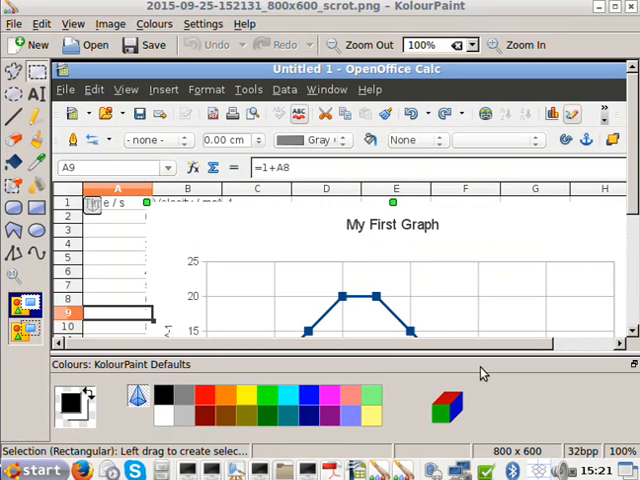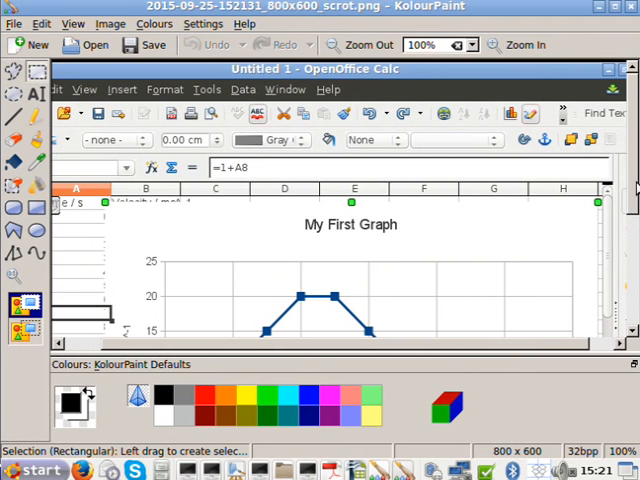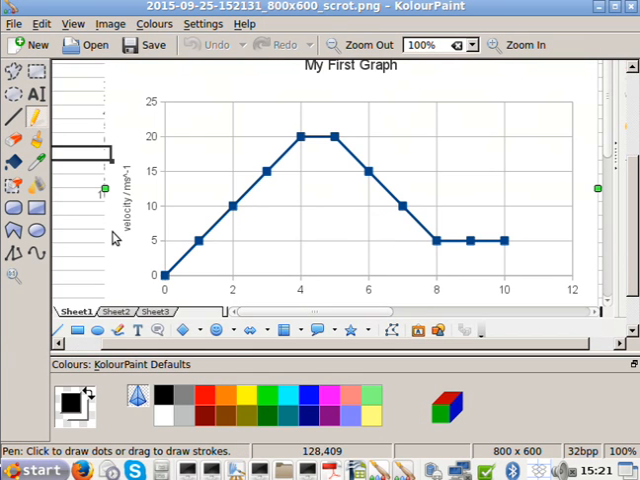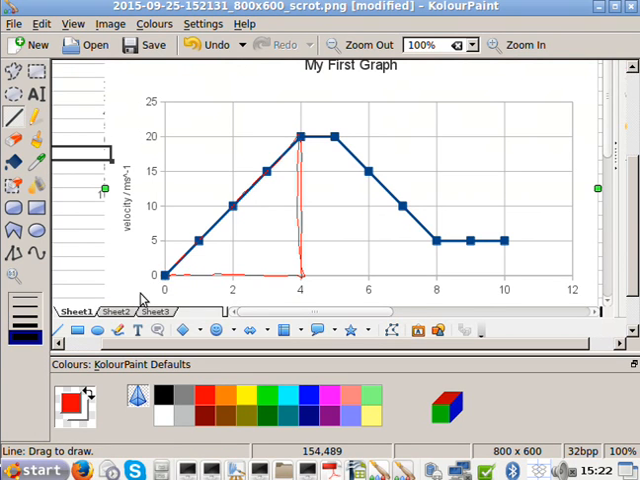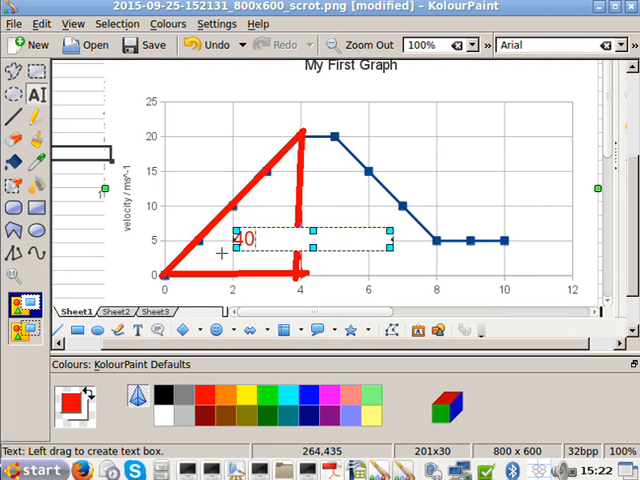Alright, let's calculate the area now. There we go. Right, so the first one is a triangle. Let me make this pen fatter maybe. Okay, how big is the base? 4, and the height? 20. So the formula for this area is half the base by the height. So half of 4 is 2, and 2 times 20 is 40. So this one here is 40.